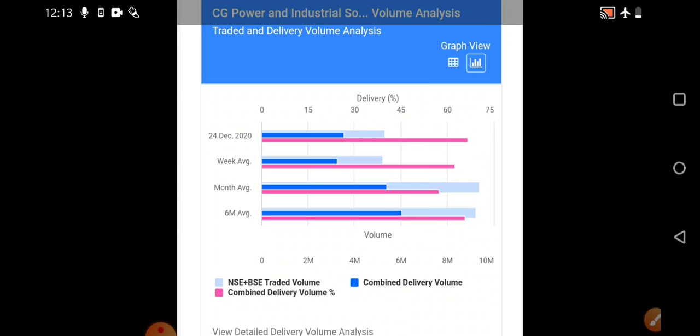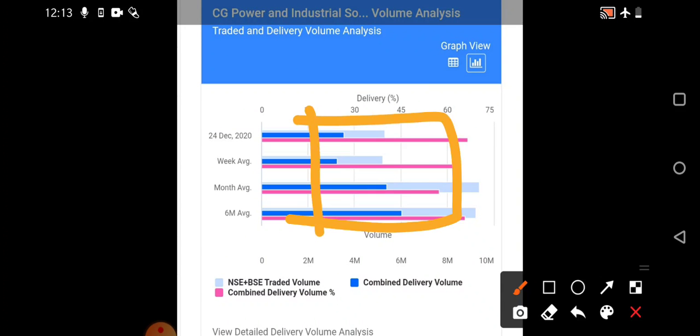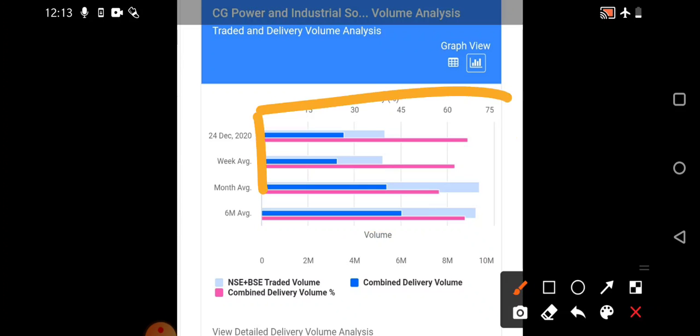And next is the deliverable quantity. What can you see in deliverable quantities? You can see it is almost flat as compared to weekly, and monthly it has decreased a little bit, but you can see the pink color bars. Whenever the pink color bar is increasing, it implies that the combined percentage of deliverable quantity is increasing. So clearly you can see combined delivery volume is increasing. That is a positive indication.